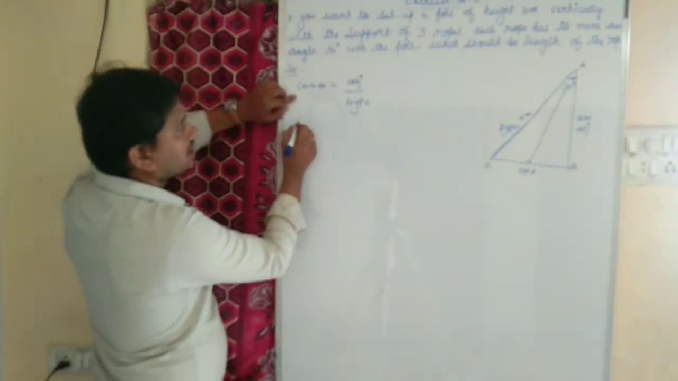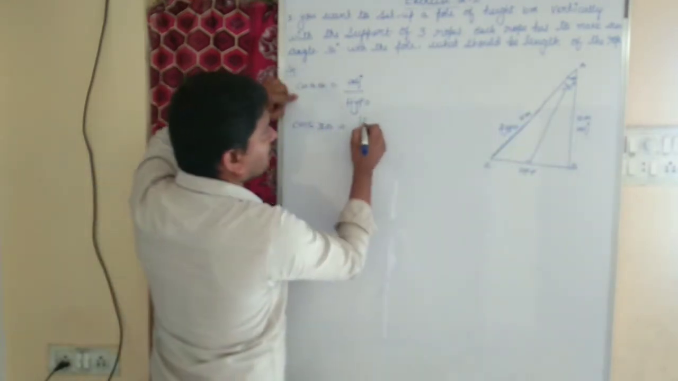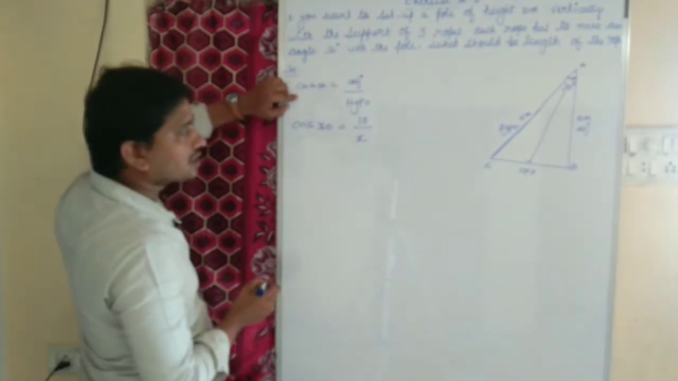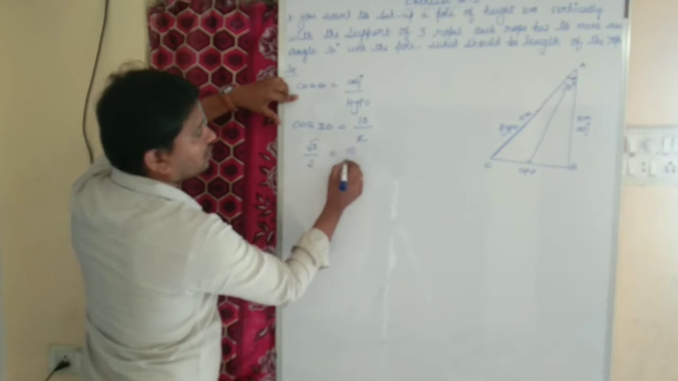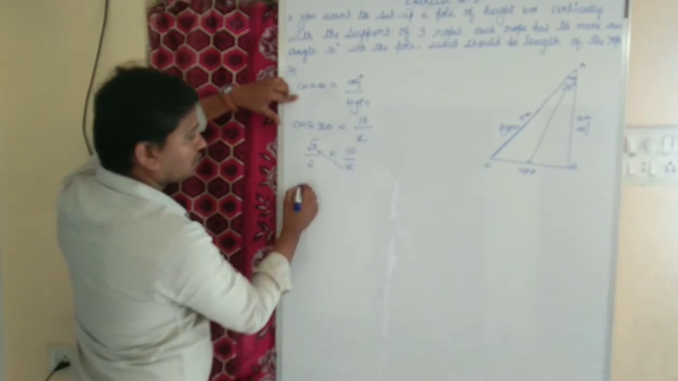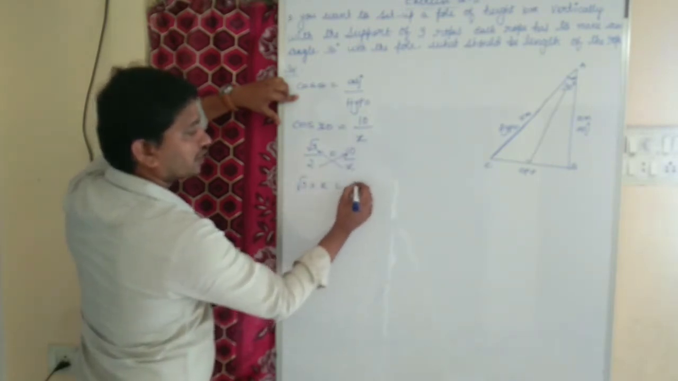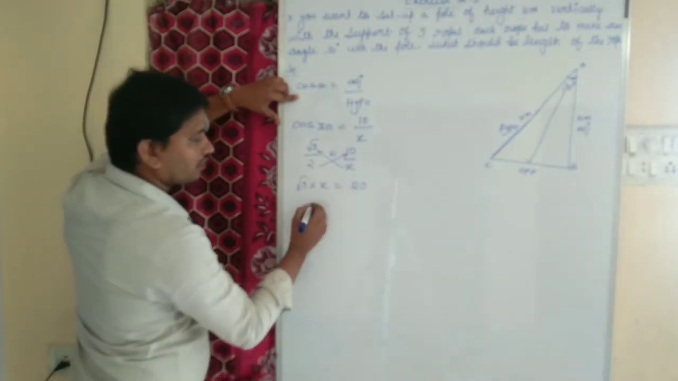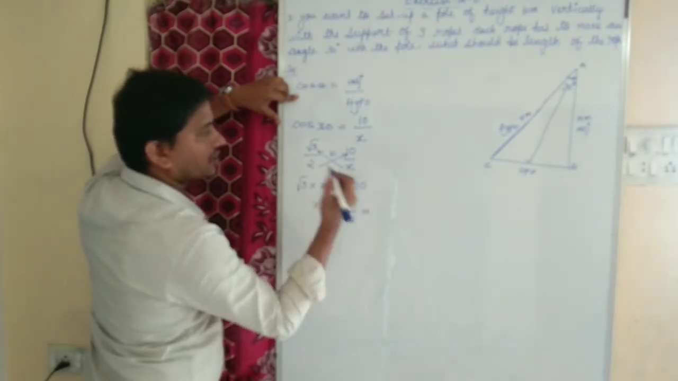Here theta is given as 30 degrees, the adjacent side is 10 meters, and the hypotenuse is x meters. What is cos 30? Cos 30 is root 3 by 2. So root 3 by 2 equals 10 by x. Cross multiplication: root 3 into x, root 3x, equals 10 into 2, that is 20. As root 3 is multiplying, if you transpose, it will become 20 by root 3 meters.